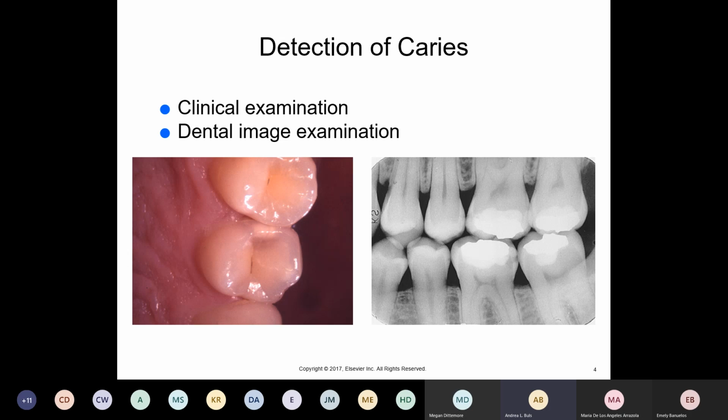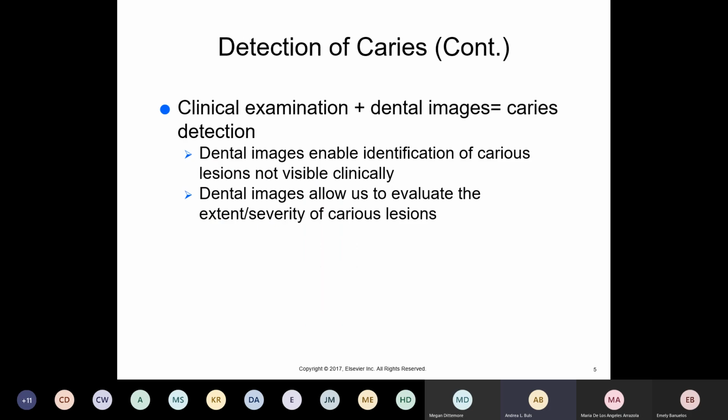So to detect caries, it's not only important to have our x-rays, it's also important to do a clinical exam and be thorough about that. Dental images will enable us to identify those lesions that we can't see clinically, and they also allow us to evaluate the extent and severity. So sometimes we might look in the mouth and see that little shadow, and then we take an x-ray and you can see that it is into the dentin, and as I just stated, many times it is worse than what our x-rays actually show us.